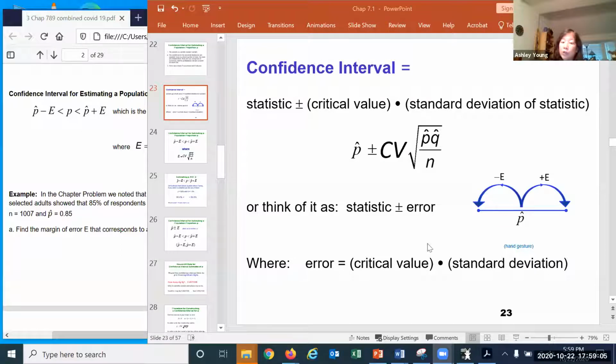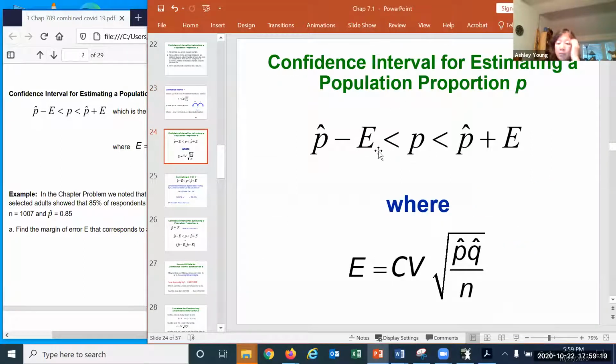What is your error? It's how many standard deviations away you want to go, multiplied by what a standard deviation is. It's not complicated. It's just this part right here: CV times the square root of P hat Q hat over N. Okay. So this is just, again, reiterating, how do you find the confidence interval? You can either write it. The confidence interval says that your true proportion should be between P hat minus the error and P hat plus the error.